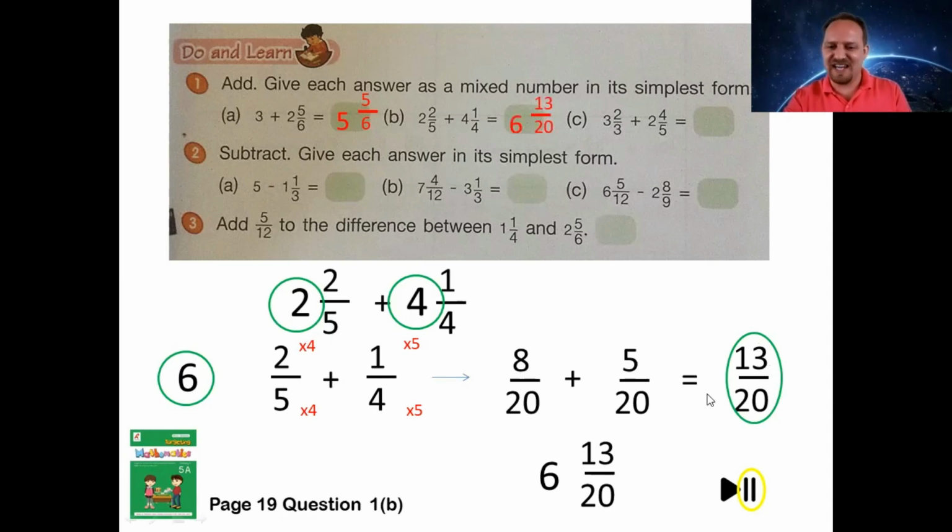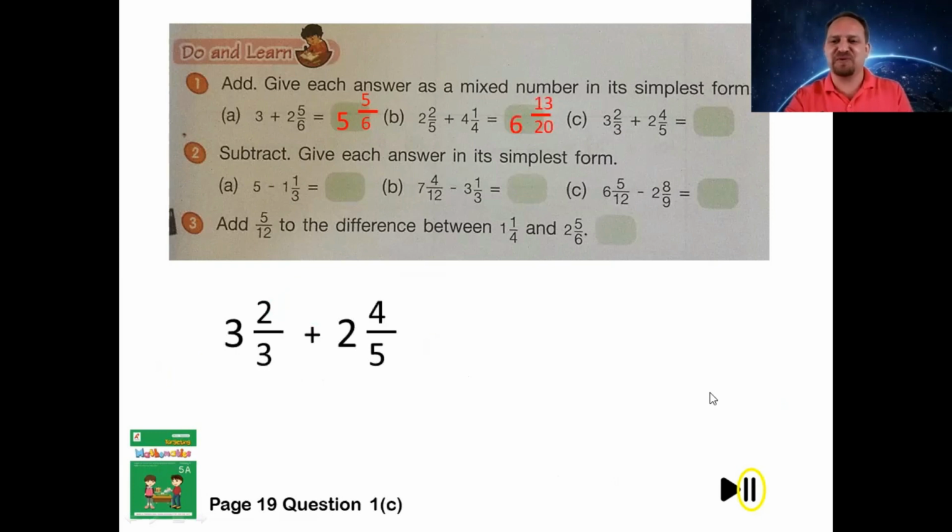Question C is adding again. Students, press pause now. Okay, good, and we are back again. I think we probably used method 2 this time. Yes, we did. So we turn the mixed numbers into improper fractions.